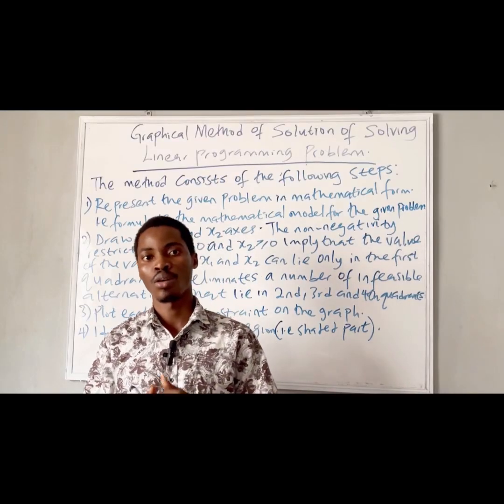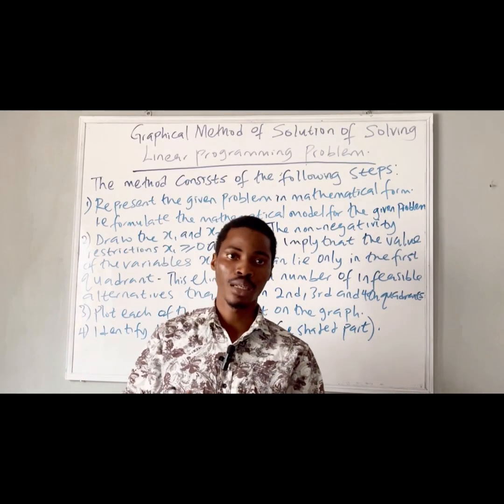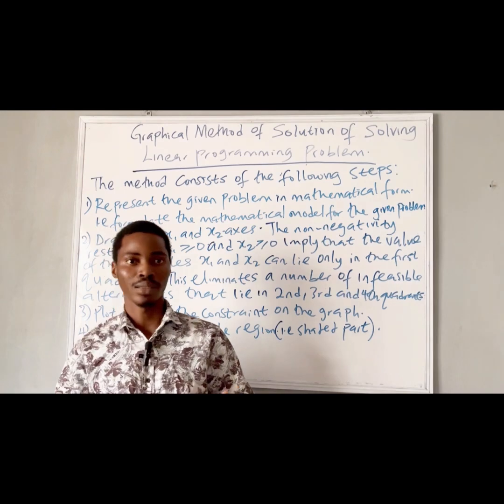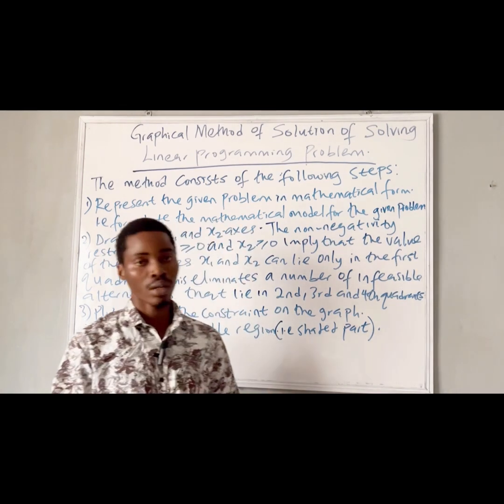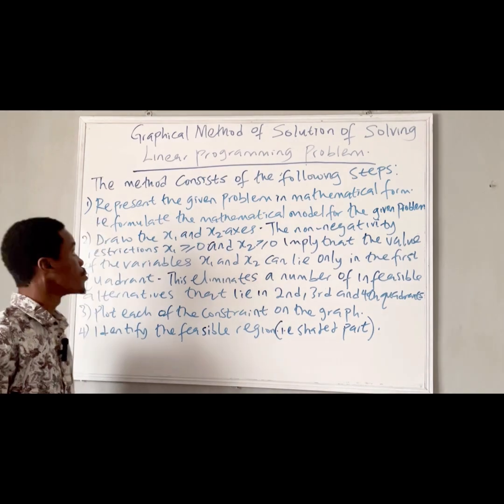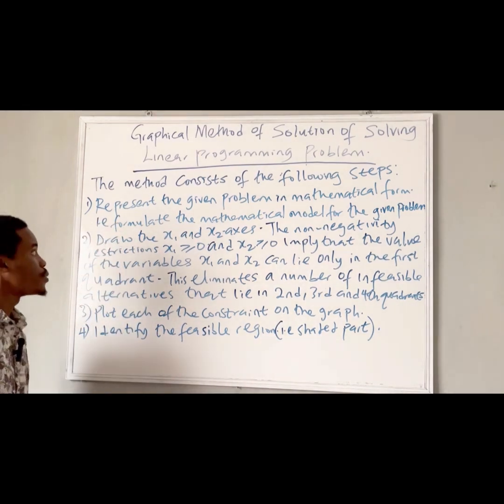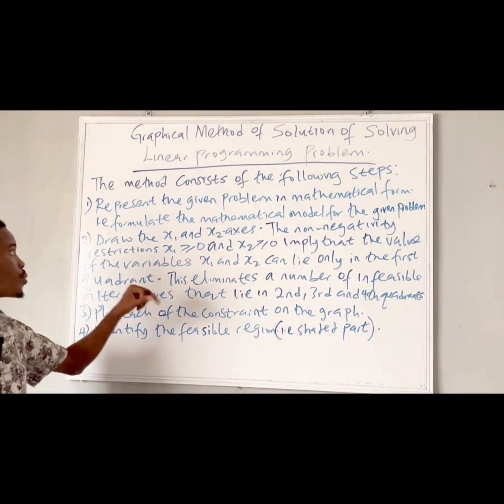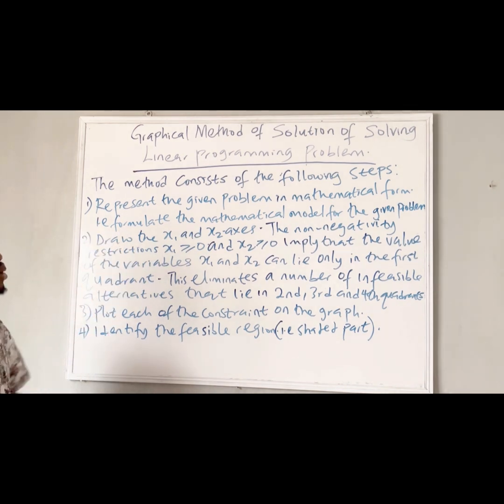Graphical method of solving a linear programming problem. The steps or procedure on how we can solve a linear programming problem by graphical solution. The first step: this method consists of the following steps. One, represent the given problem in mathematical form, that is, formulate the mathematical model from the given problem. Formulation is what translates it into a mathematical description, a mathematical form.